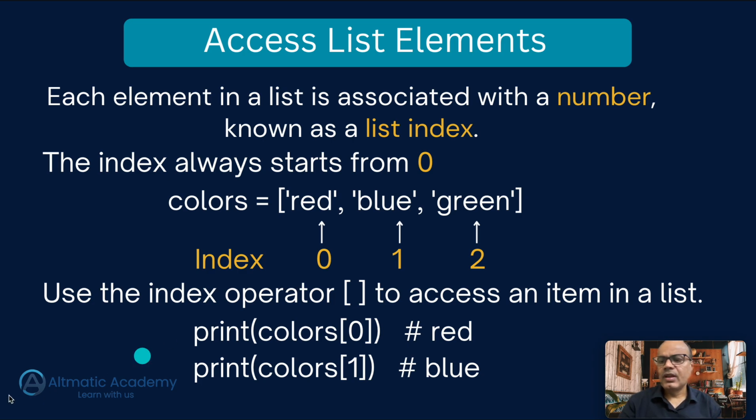And how you can access, suppose you want to access an element from that list, so we'll use the index within that list. Here I have written print colors 0. So at 0 position it's red, so it will print red. Colors 1, at first place there is blue, it will print blue.